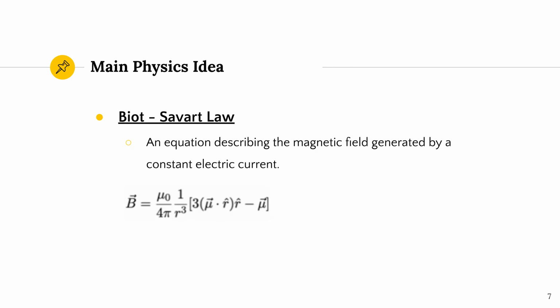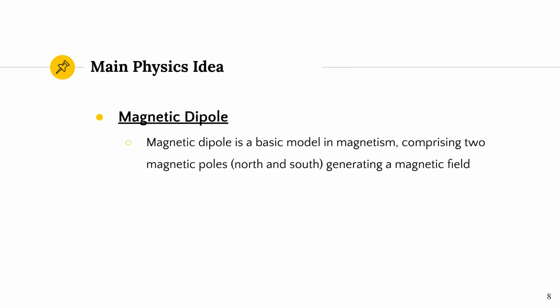And going back to the principles, there are two main physics ideas. First is Biot-Savart law, which describes the magnetic field generated by a constant electric current. And the second one is magnetic dipole, which is a basic model in magnetism comprising two magnetic poles generating a magnetic field.